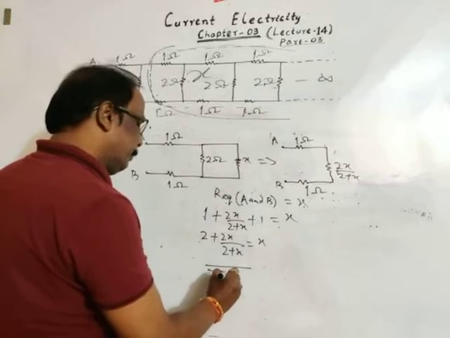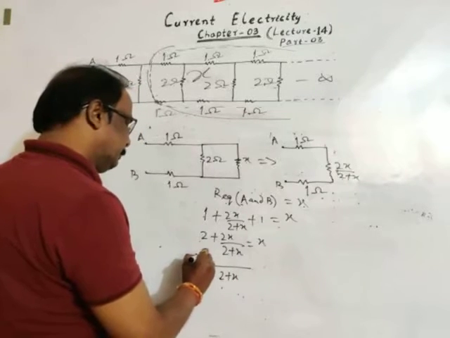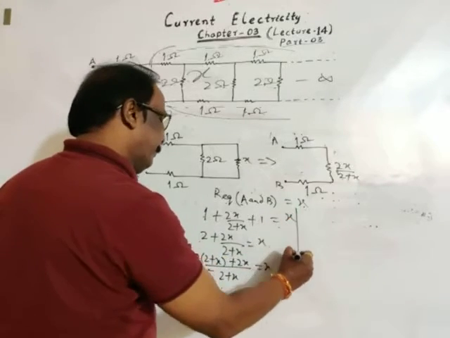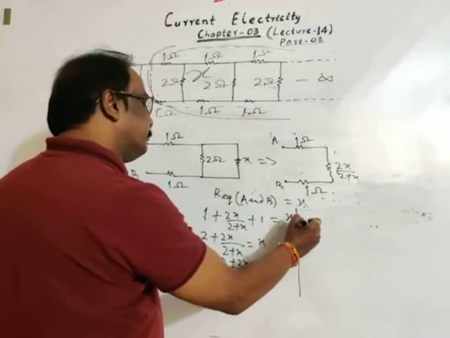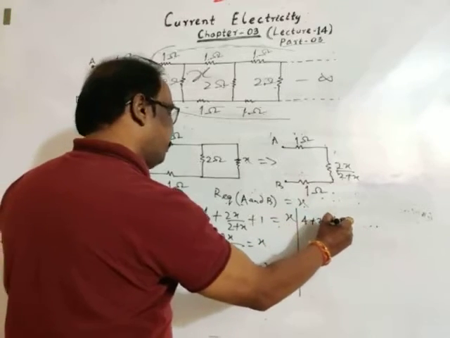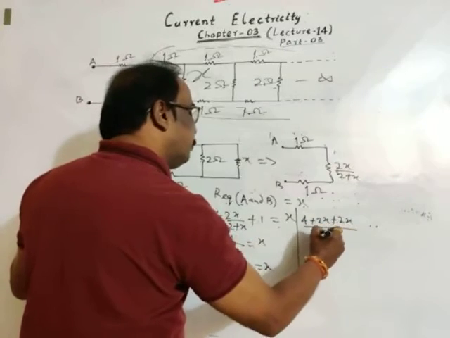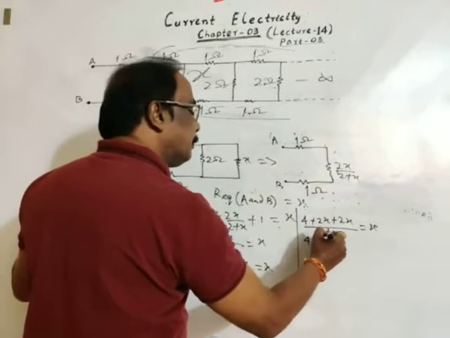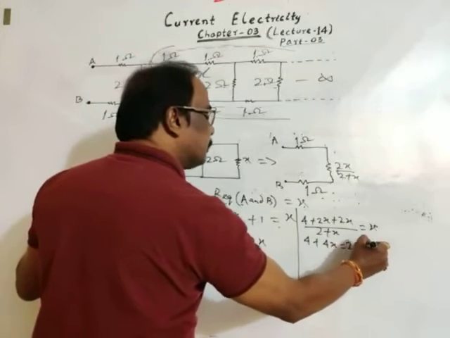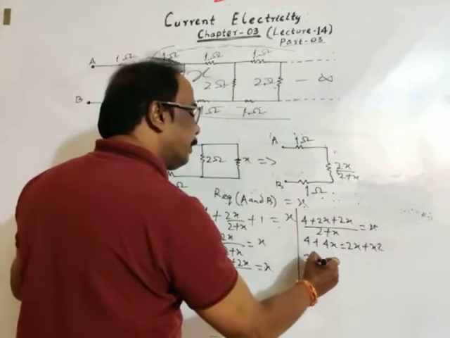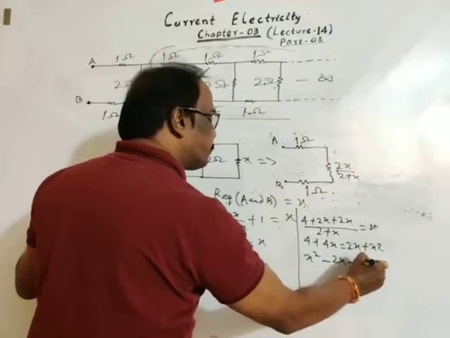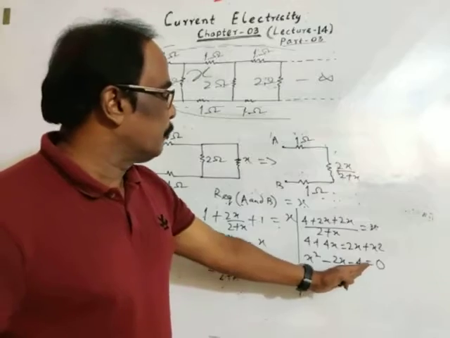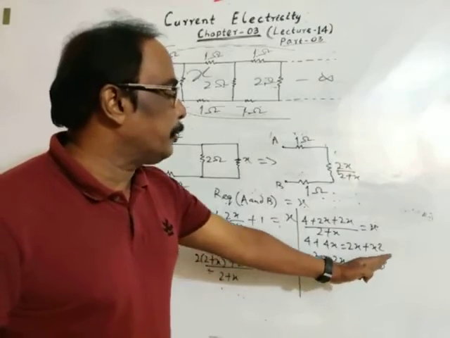LCM 2 plus x, then it will come 2 into 2 plus x plus 2x is equal to x. Okay. Then it will come 4 plus 2x plus 2x divided by 2 plus x is equal to x. Just see, 4 plus 4x is equal to, cross multiply it, 2x plus x square. Then solving it, x square minus 2x minus 4 is equal to 0. Again quadratic form.